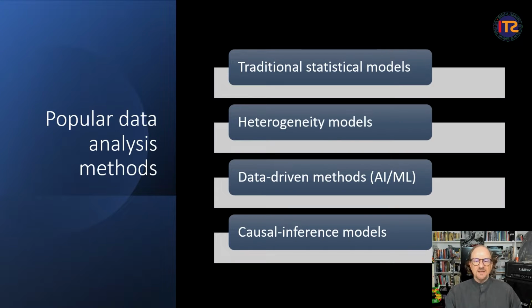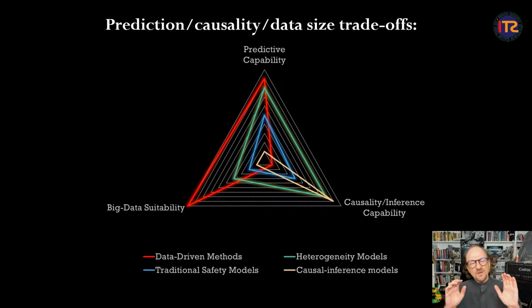When we look at the models that have been used in the analysis of transportation data, we have traditional statistical models, heterogeneity models, which I just talked about, data-driven methods, which include machine learning, and causal inference models, which are very popular in economics but have not been used much in transportation data analysis. The reason is that to control for causal effects, you usually have to use very aggregate data, which limits the number of items you can actually predict. If we look at the trade-off, there's this nice diagram showing the trade-offs between prediction, causality, and data size.